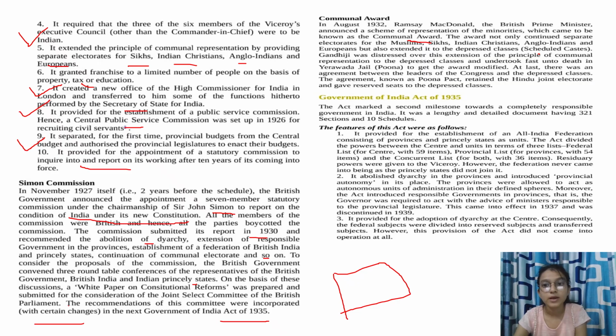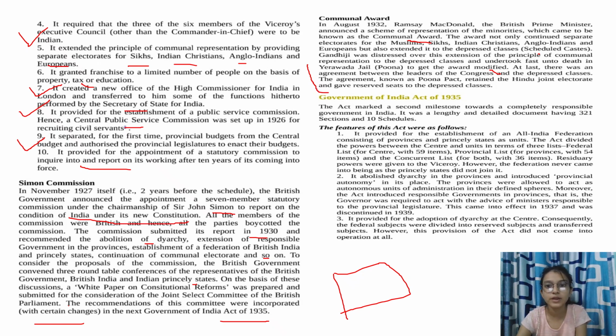Gandhiji was distressed over the extension of the principle of communal representation to the depressed classes and undertook a fast unto death in Yerawada Jail, Pune, to get the award modified. But Gandhiji was not impressed or happy with this Communal Award and started his fasting unto his death. At last, there was an agreement between the leaders of the Congress and the depressed classes. The agreement, known as the Poona Pact, retained the Hindu joint electorate and gave reserved seats to the depressed classes. But with certain modifications, the award was enforced.